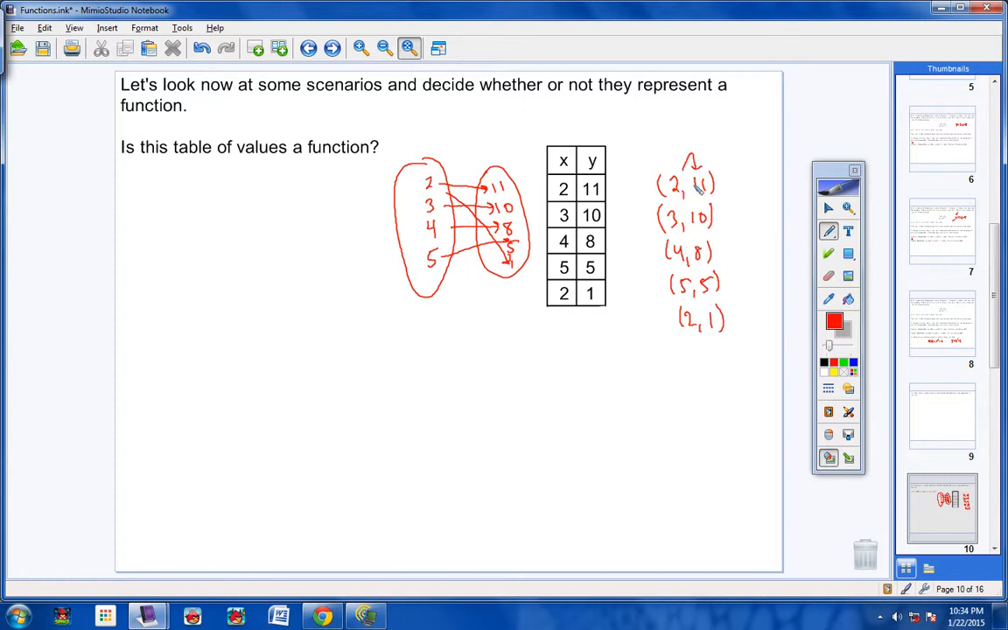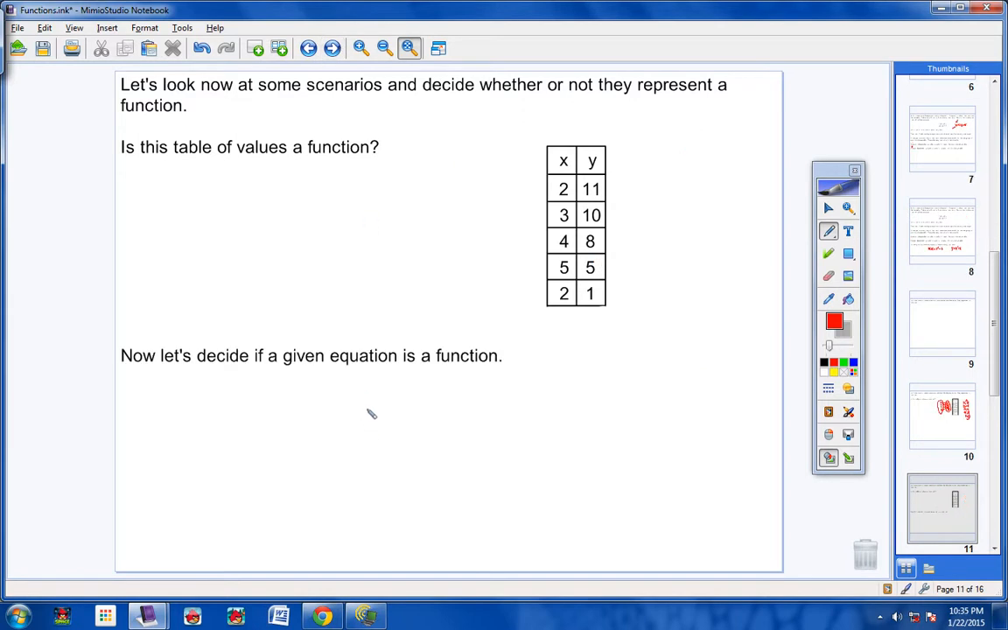2 gave me out an 11, and 2 also gave me out a 1. Thus, the input of 2 had 2 outputs. This does not represent a function. It does not. Okay, let that sink in. Hope that makes sense, all right? Each input must have exactly 1 output.